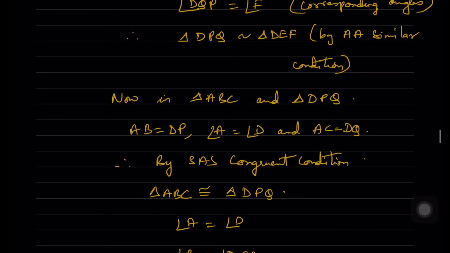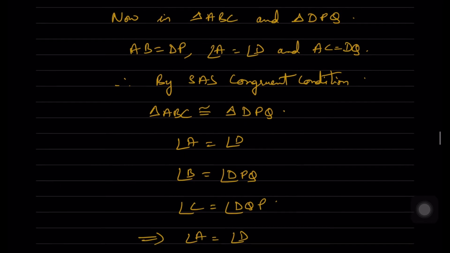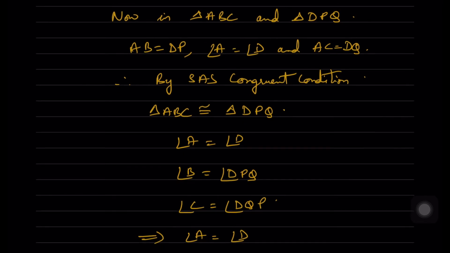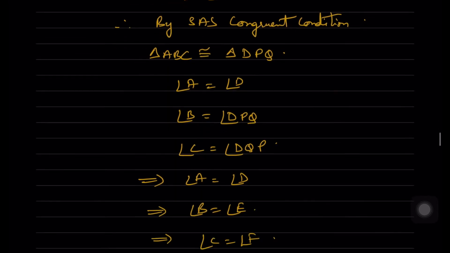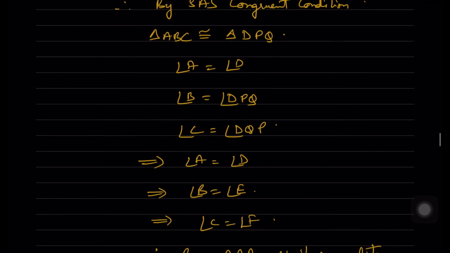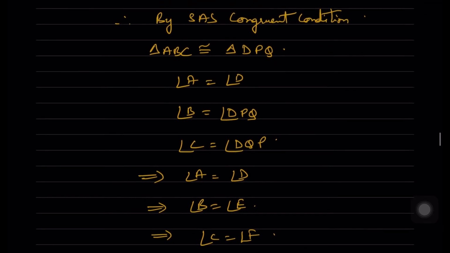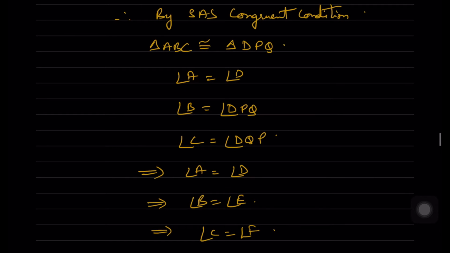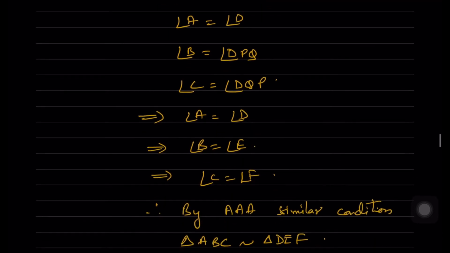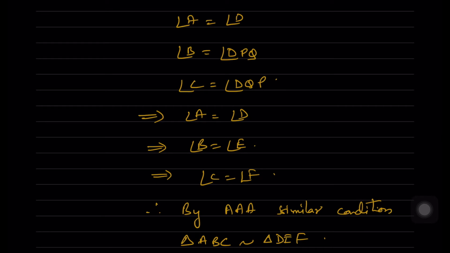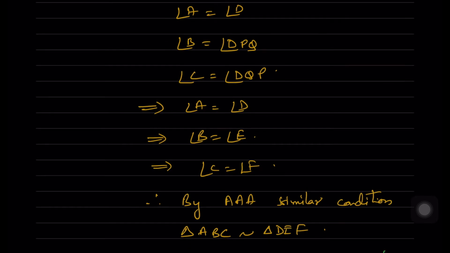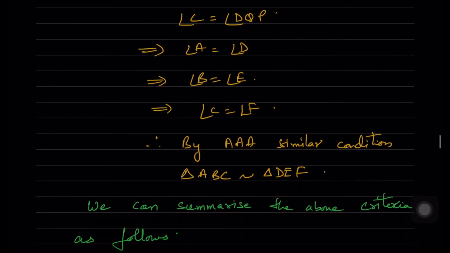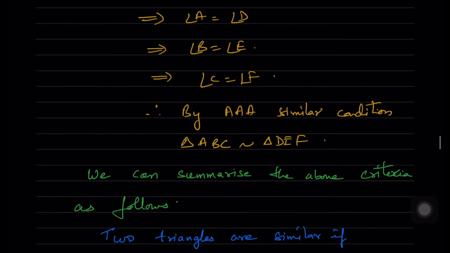Now in triangle ABC and triangle DPQ, we have AB equal to DP, angle A equal to angle D, and AC equal to DQ. So by the SAS congruence condition, triangle ABC is congruent to triangle DPQ. That is, angle A is equal to angle D, angle B is equal to angle DPQ, and angle C is equal to angle DQP, because these are corresponding parts. This implies angle A equals angle D, angle B equals angle E, and angle C equals angle F. Therefore, by the AAA similarity condition, triangle ABC is similar to triangle DEF.